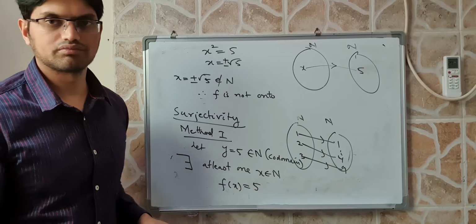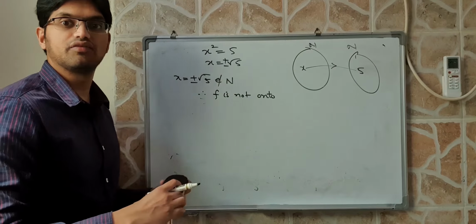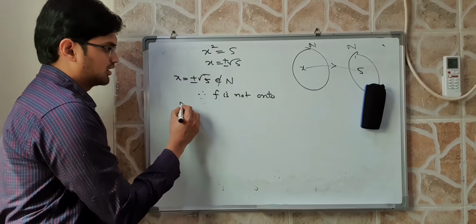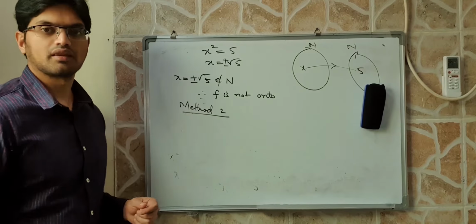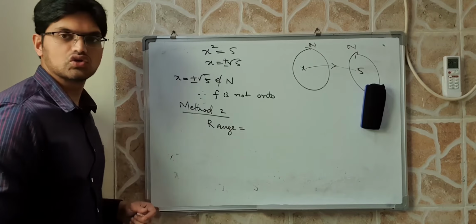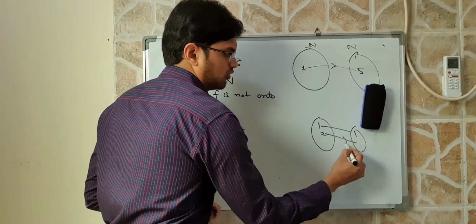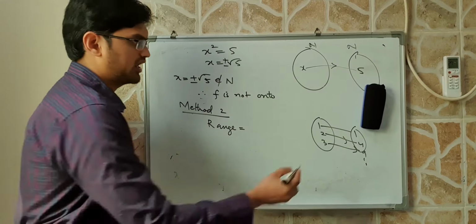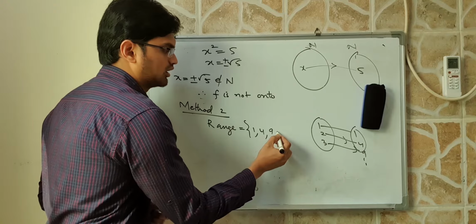What is method 2? If I tell you both the methods, it will be easy for you to get that. See, I'll just check again the range of f, which I have defined: 1 maps to 1, 2 maps to 4, 3 maps to 9, like this, correct? So what is the range? 1, 4, 9 and so on.